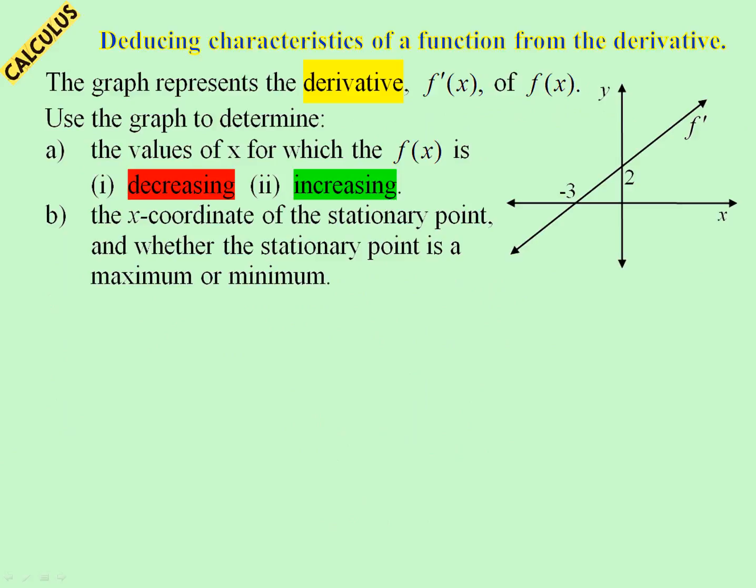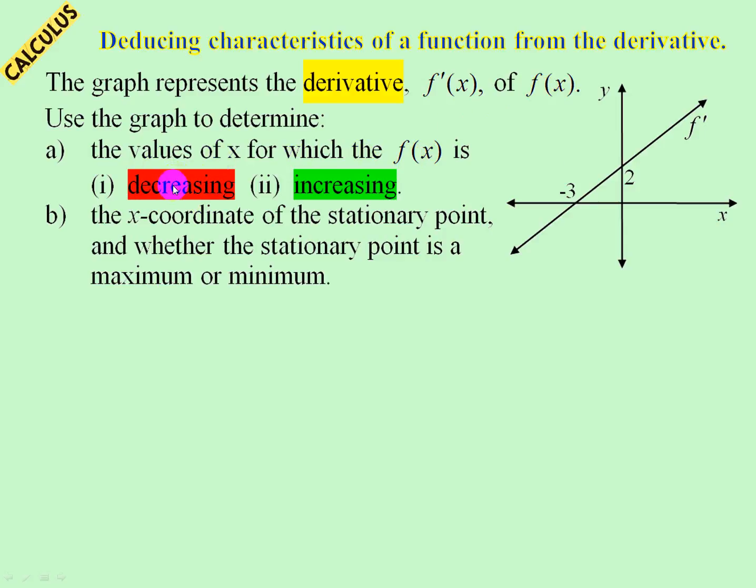Let's have a look at an example. The graph represents the derivative f prime of x of f of x. Don't see that as f of x, it's f prime of x. So it's not the original function. But this is a straight line graph, so for the original function, you could say, well, what does x come from? It comes from an x squared. So the original must be a parabola.